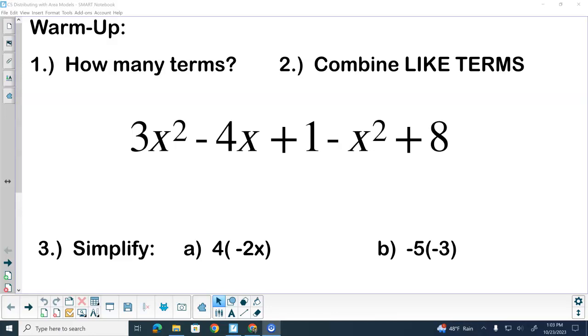So really there's 4, but we label it as 1, 2, 3A, and 3B. So up at the top of C5, do these 4 problems.